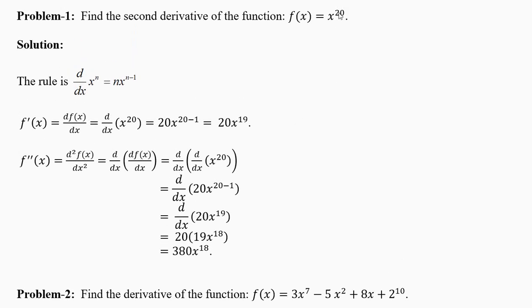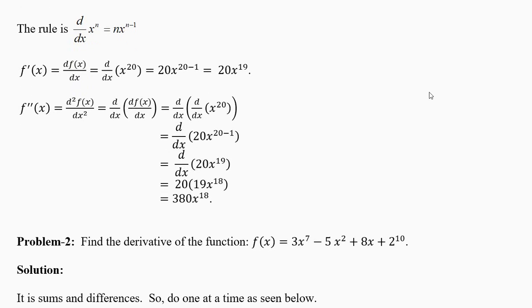So when the power is 20, the first derivative, the power becomes 19, the second derivative power becomes 18, but you have to be very careful about the number which you are going to get here. It is 20 times 19 in this question. That number is important, and also the power. So do not try to guess the answer or jump the steps.